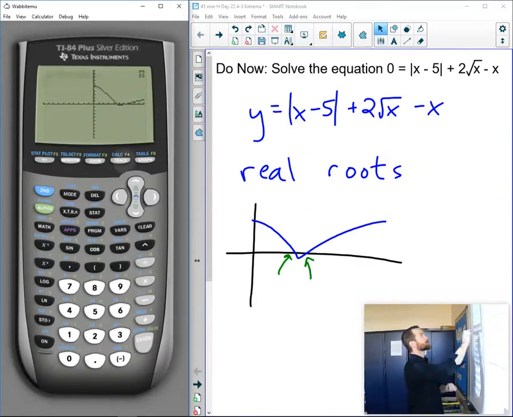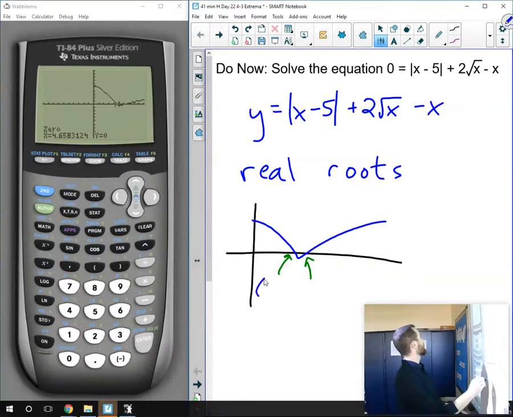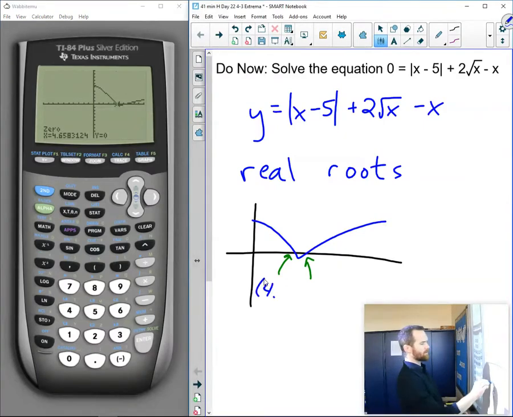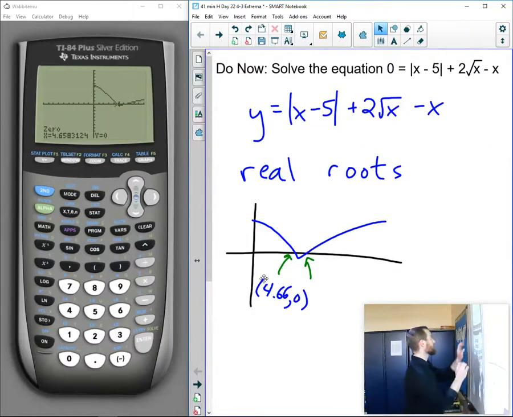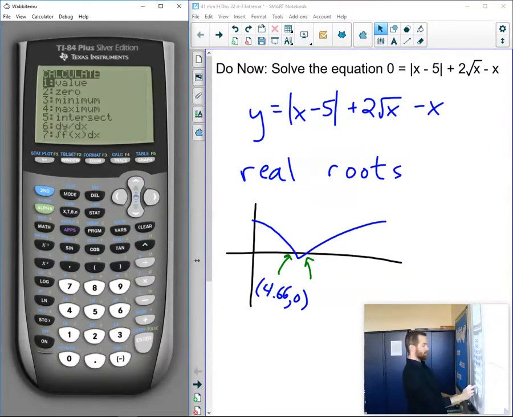So I hit second, calculate, go to 0, which is number 2. Then we have to do the left bound, right bound. So this point right there is to the left of my first real root. I hit enter. Then we go to the right. I've passed it there. I hit enter. Enter one more time. There we go. And the first 0 at this point is 4.66 we'll round to. 4.66 and 0.